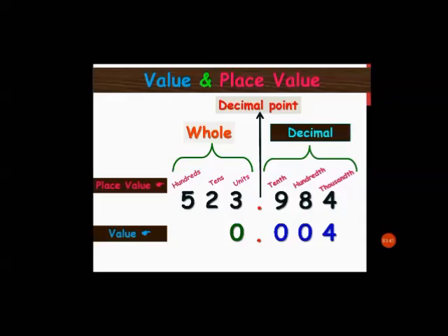But something very important here is that I have to assign the decimal point, because the decimal point determines for me whether this is a part of a whole or is it a whole number. I have 4 parts out of 1,000.